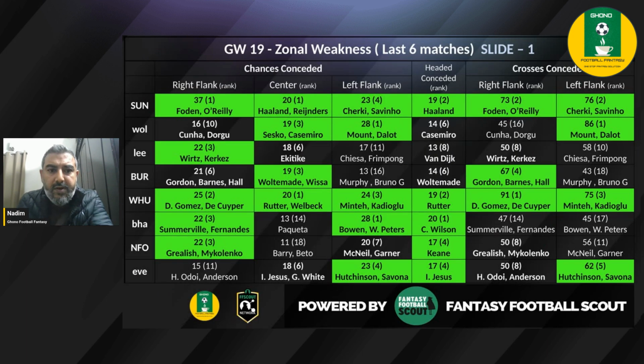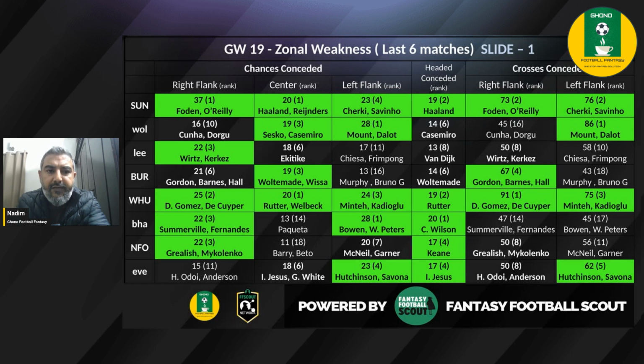Right, let's move straight to the fixtures. This is slide one that you get to see, and the most important one starts with Sunderland versus Manchester City. As you can see, Sunderland seems to be weak from all sides, be it the right, center or the left flank, and in terms of crosses as well.